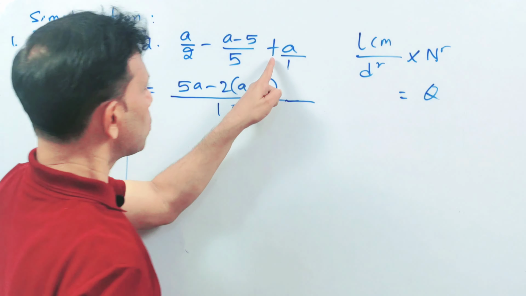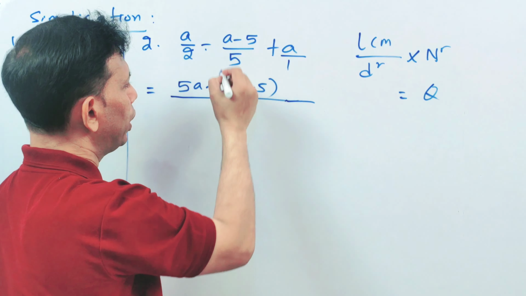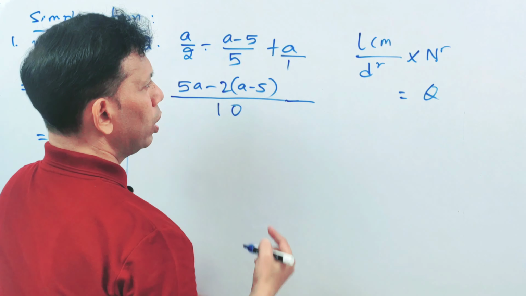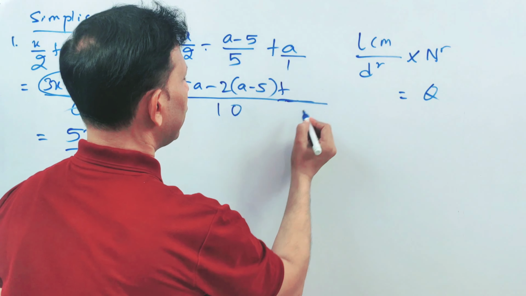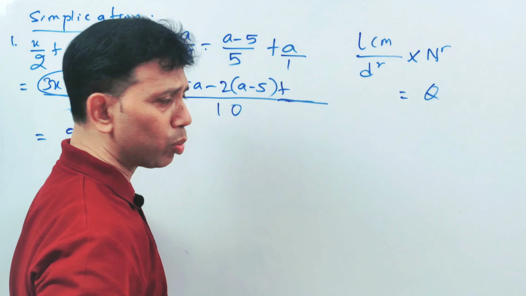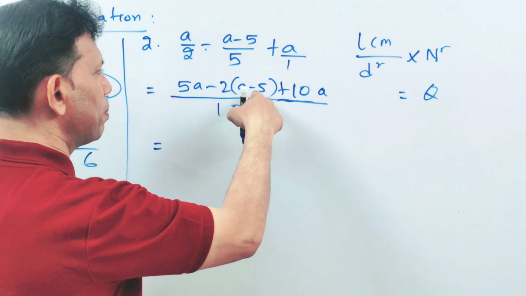Plus, this plus mark is given, and the minus mark is given before. 10 by 5 is 2, written into this one. I told you, LCM by denominator into the numerator. The plus mark is given. 10 by 1 is 10 only. So a, 10a. Now this will be simplified, right?